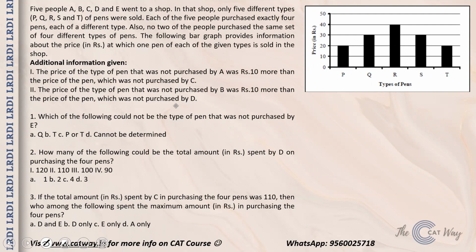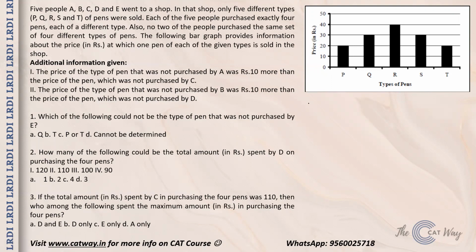Now, some additional information has been given: the price of the type of pen that was not purchased by A was rupees 10 more than the price of the pen which was not purchased by C. So if the type of pen not purchased by A was rupees 10 more than the type of pen not purchased by C, then what are the possibilities?